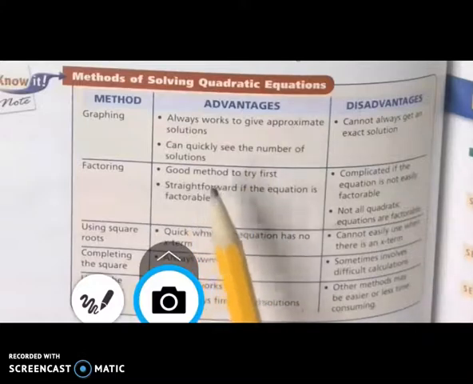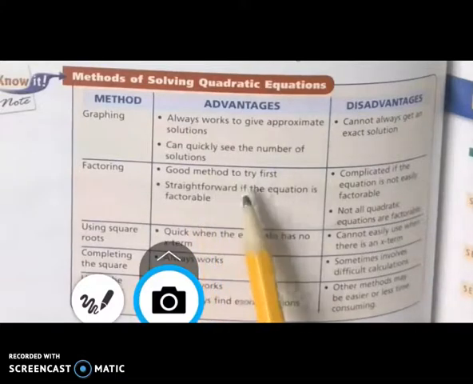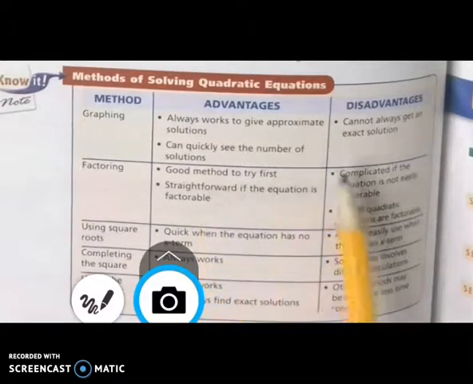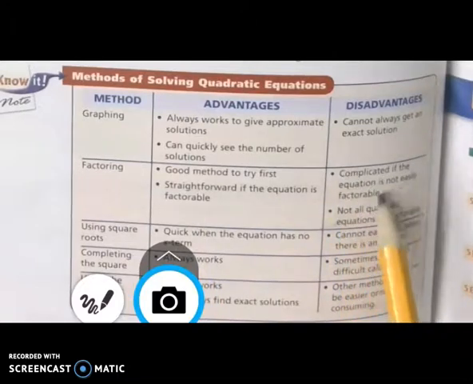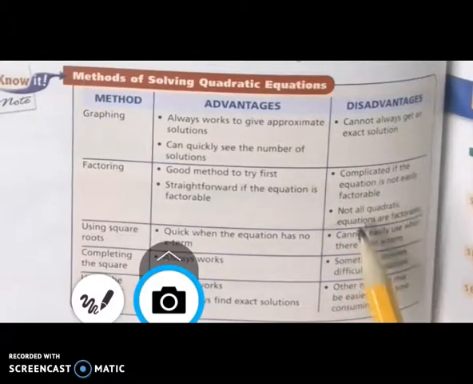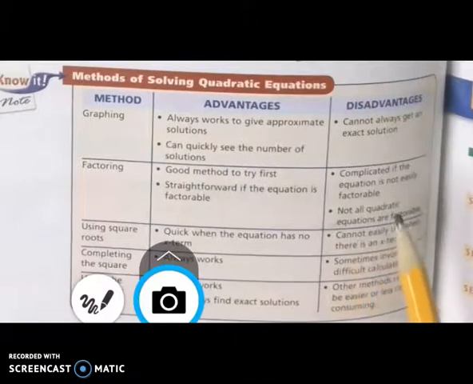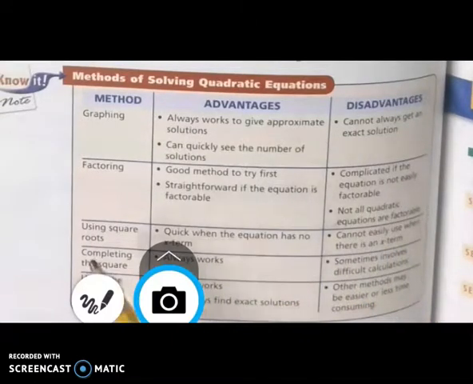Factoring advantages: good method to try first, and straightforward if the equation is factorable. Disadvantages: complicated if the equation is not easily factorable, and not all quadratic equations are factorable, so you can't use this method every time. The method for using square roots: it's quick when the equation has no x term, okay? The disadvantage is that it cannot easily be used when there is an x term.